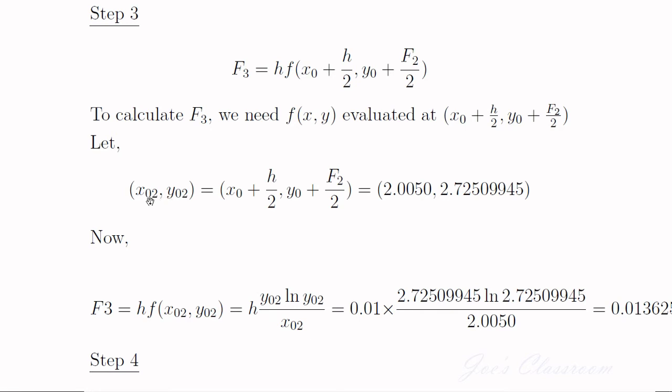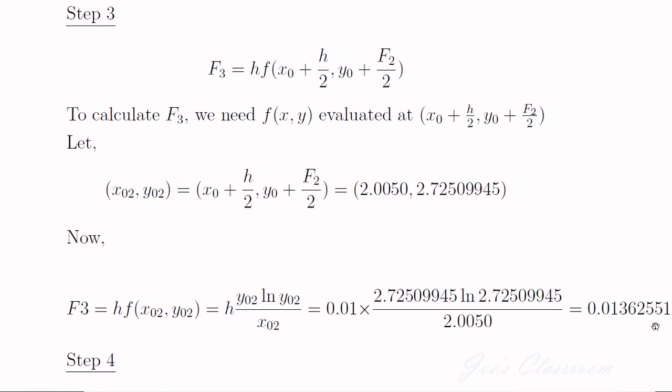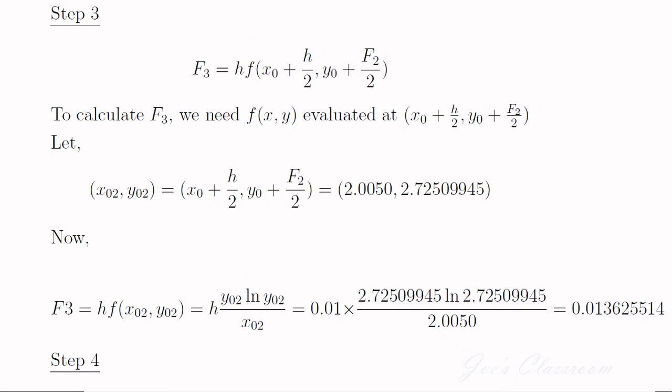The new coordinates, let us call them x02 and y02. So we can calculate them as we did before. And f3 is equal to h into f of x02 comma y02, and you can substitute those values and this is what you will be getting as the answer.